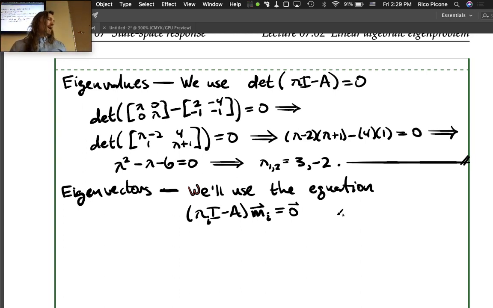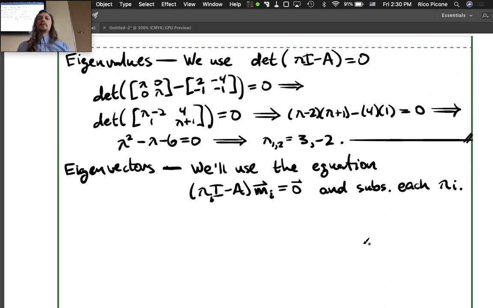So we'll use that and substitute each lambda i. Okay. So let's substitute first off lambda 1 equals 3.